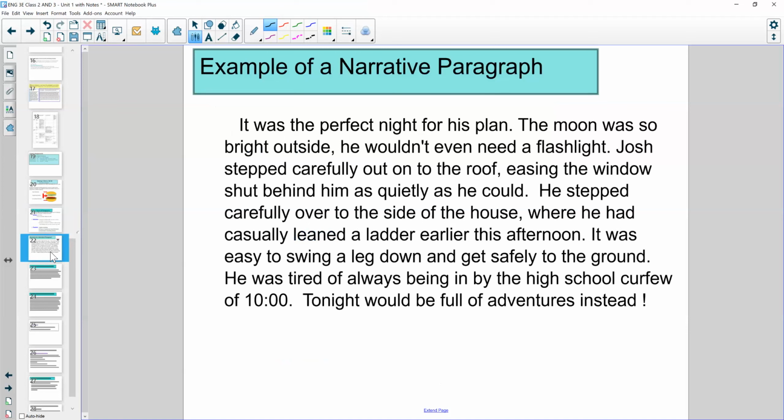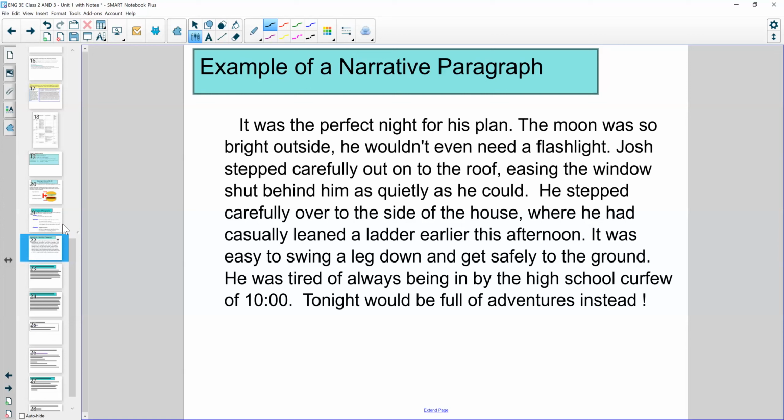It was the perfect night for his plan. The moon was so bright outside, he wouldn't even need a flashlight. Josh stepped carefully out onto the roof, easing the window shut behind him as quietly as he could. He stepped carefully over to the side of the house where he had casually leaned a ladder earlier this afternoon. It was easy to swing a leg down and get safely to the ground. He was tired of always being in by the high school curfew of 10 o'clock. Tonight would be full of adventures instead.